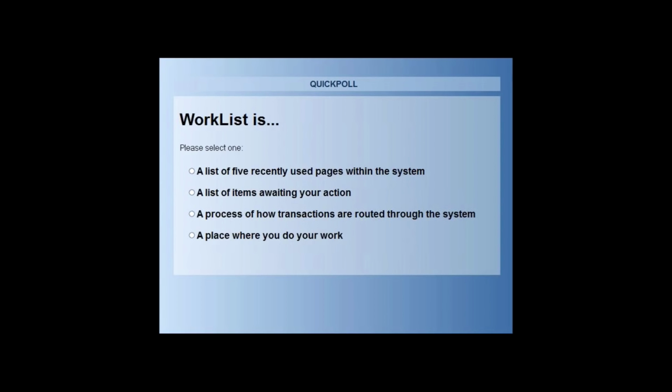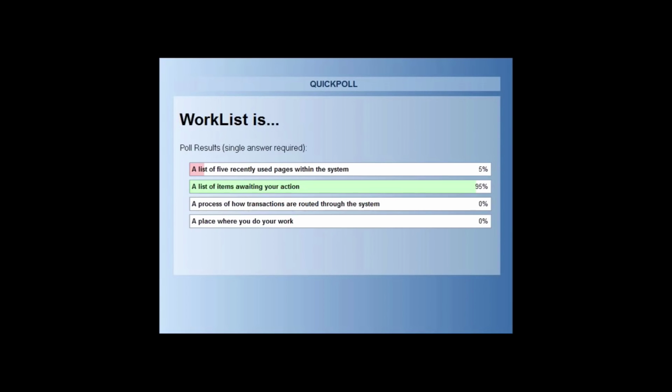And that's the definition of Worklist. And so far you guys are overwhelmingly getting this one right. Give you guys about 5 more seconds. All right, let's take a look at the answers here. So 95% of you answered a list of items awaiting your action, which is correct. And then a few of you answered a list of recently used pages within the system. That's actually part of the favorites menu.